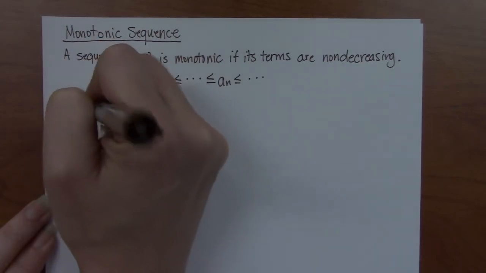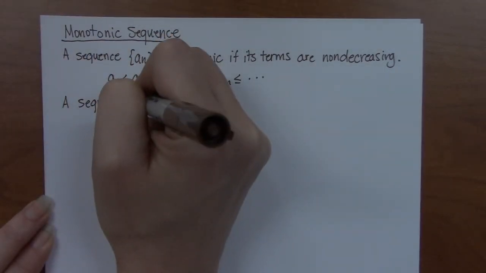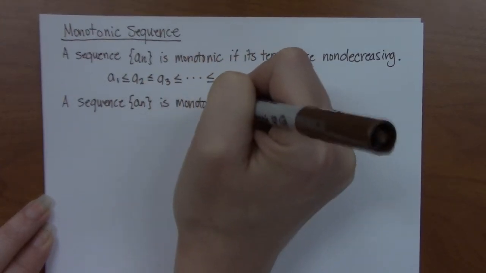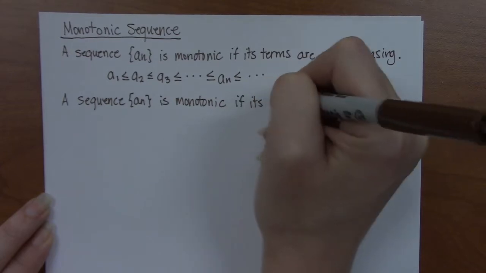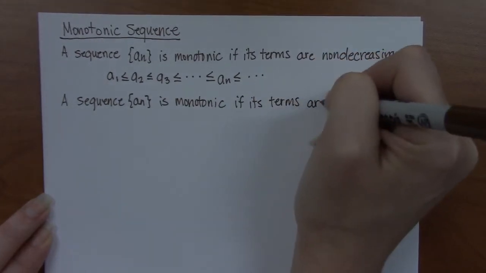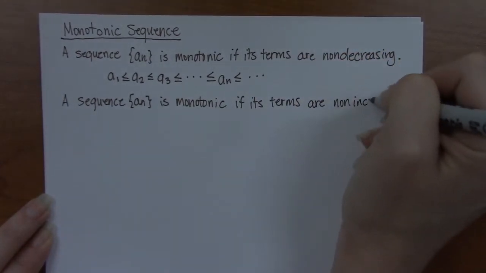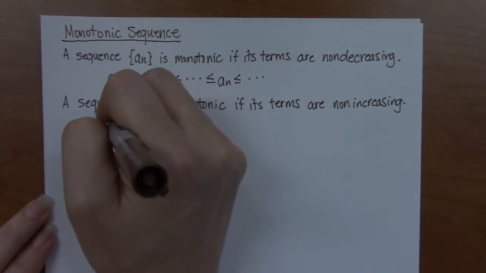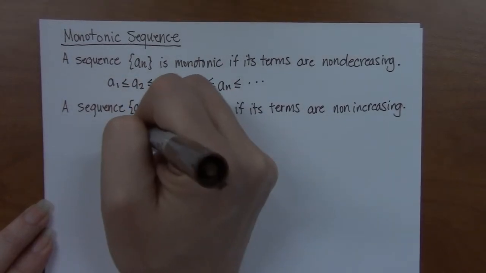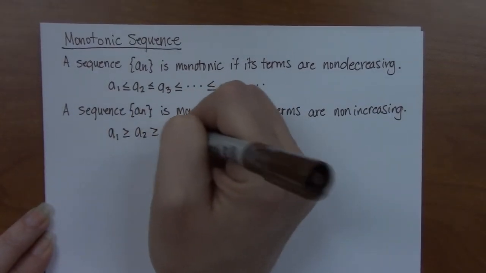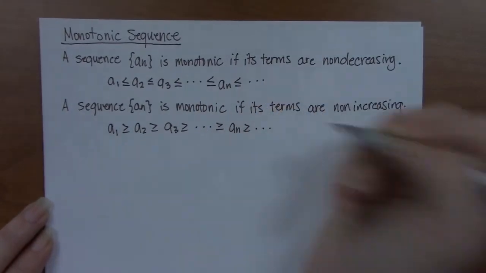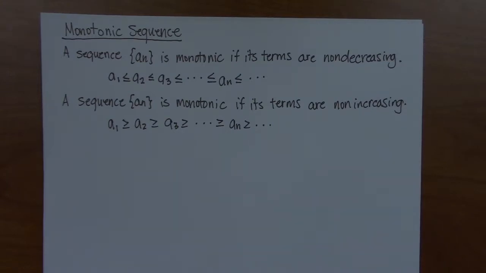A sequence, right, is also monotonic if its terms are non-increasing. So in this case, the first term is the largest term in the sequence, and they just get smaller from there. So in this case, they're still only moving in one direction, but that direction is down. So a sub 1 is the largest term in your sequence in this case.